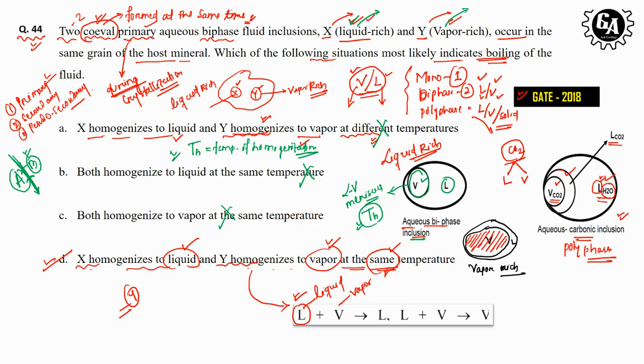Now if liquid plus vapor, after heating, becomes a liquid, then this should be liquid rich. And if liquid plus vapor gives rise to a vapor phase, then this is vapor rich. So till now, no doubt that X will homogenize to liquid and Y will homogenize to vapor, because X is liquid rich and Y is vapor rich.